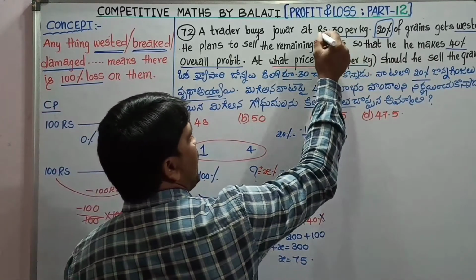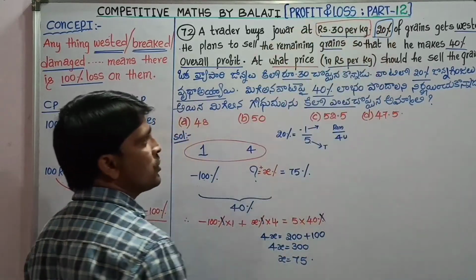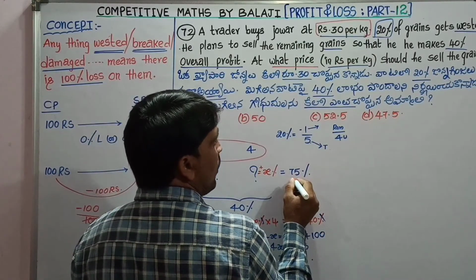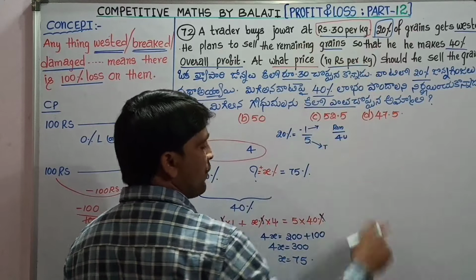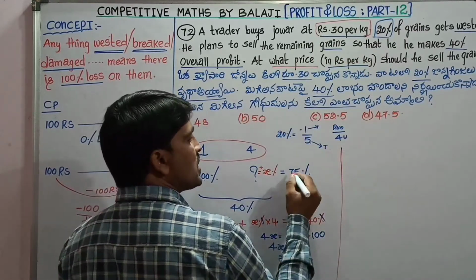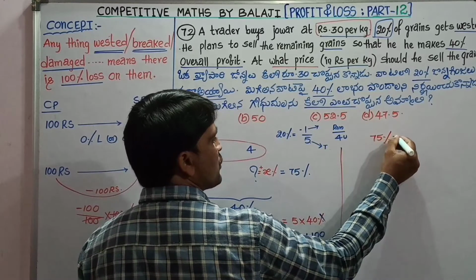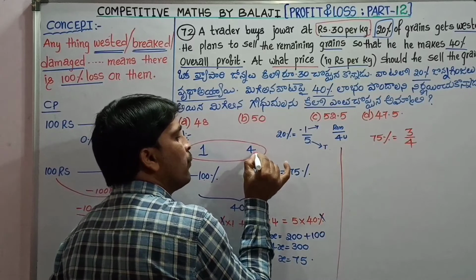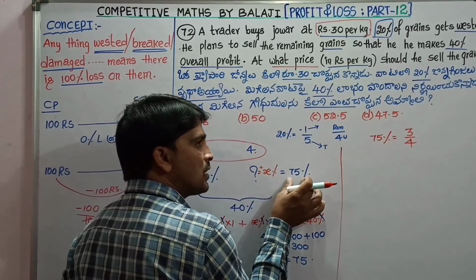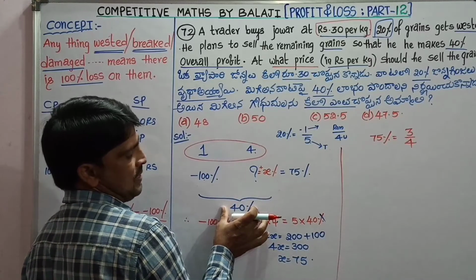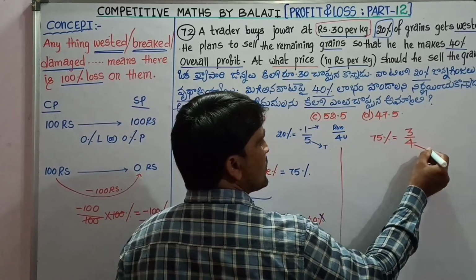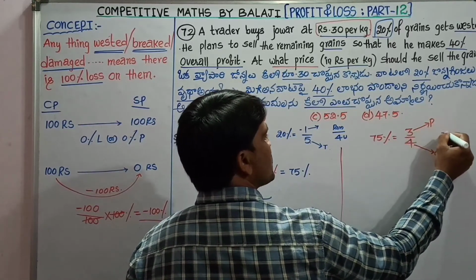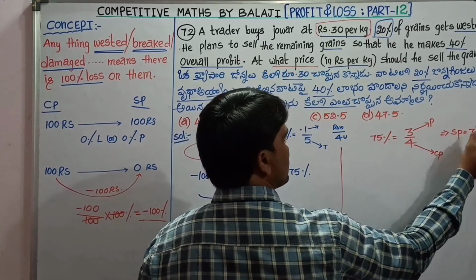Initially he bought at 30 rupees per kg. The initial cost price of jowar per kg is 30 rupees. We have to find the selling price of the remaining jowar per kg. Consider 75%. The fraction value of 75% is 3 by 4. Since we have to sell the remaining 4 units of grains at 75% profit to make overall profit 40%, 4 units are CP. We have to get 3 units profit. In this case, SP is 7 units.